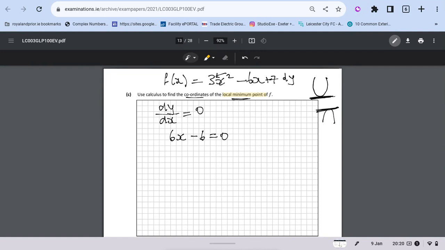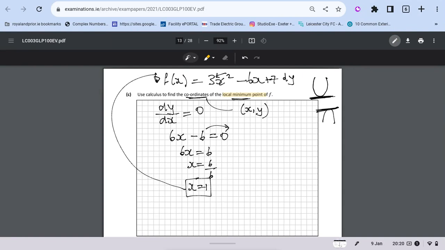Now you're going to have to find your coordinates. And a coordinate, remember, is made up of an x and a y. So we'll work out our x here. So x is equal to 1. And then to work out your y, you sub it back in all the way up. Remember, f of x is the same as writing y up there. And when you work that out, you get y to be equal to 4. So your point is 1, 4.